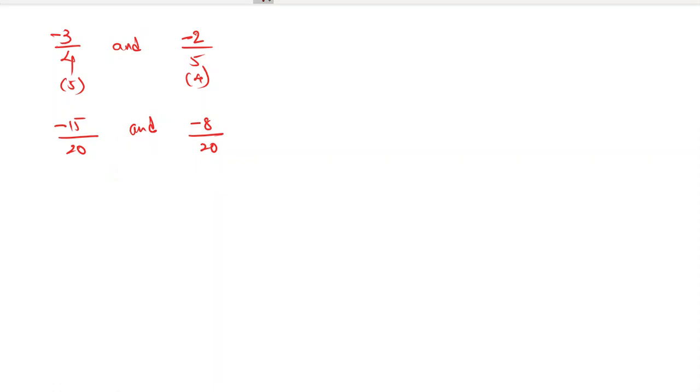So what is the numerator? Minus 15 and minus 8. So just write a number which is greater than minus 15 and smaller than minus 8. Right? In a number line, if you see, this is 0, minus 1, minus 2, minus 3, and so on up to minus 8, and so on up to minus 15. Which is greater, minus 15 or minus 8? Of course minus 8 is greater.